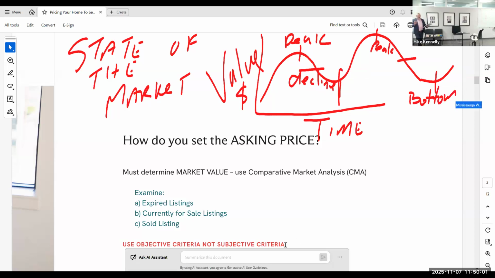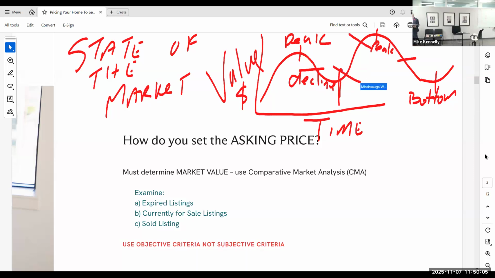So just so we're, and this one here, this section here is called an ascent. It's called an ascent. So peak, decline, bottom, and an ascent. That's economics, right? Mr. and Mrs. Seller, just so we're all on the same page, what part of the market do you think we are in right now in November 2025?